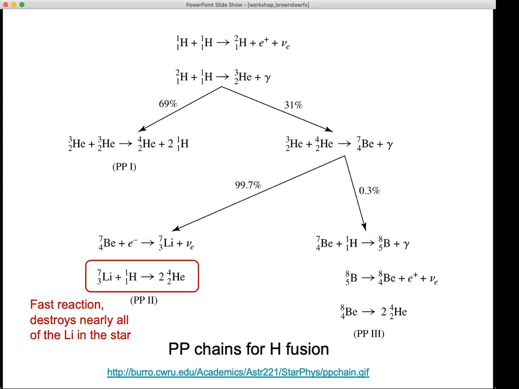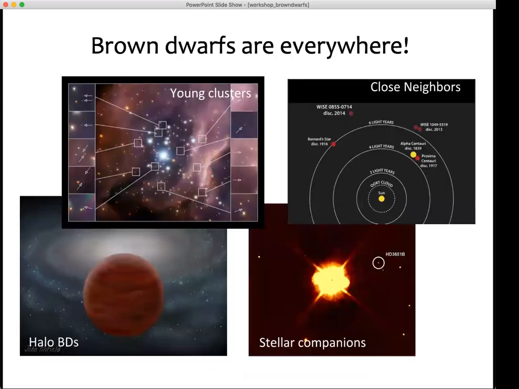All right, so that's how we knew some of the first brown dwarfs were actually brown dwarfs. We know that they're everywhere. We find them as young cluster members. We find them as sources that are near the sun. We find them as objects that clearly formed very early on in our galaxy because they have weird orbits in our galactic system. And very often we find them as companions to other stars.